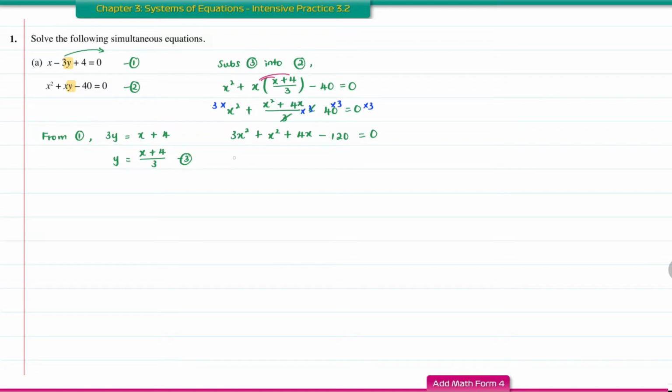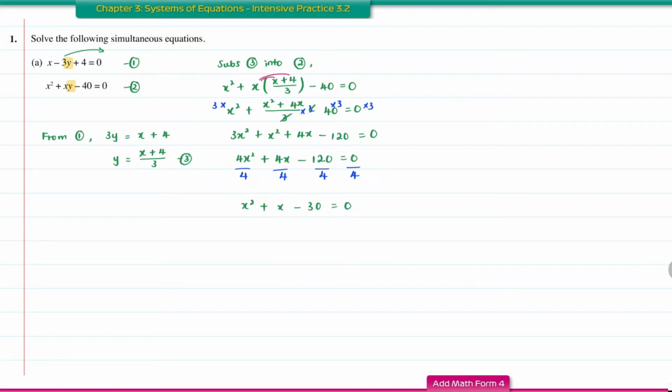Next, I'm going to solve for the like terms. So here 3x squared plus x squared, I'm going to have 4x squared. Now for this quadratic equation, I can simplify it by dividing every term by 4. So you're going to get x squared plus x minus 30 equal to 0.